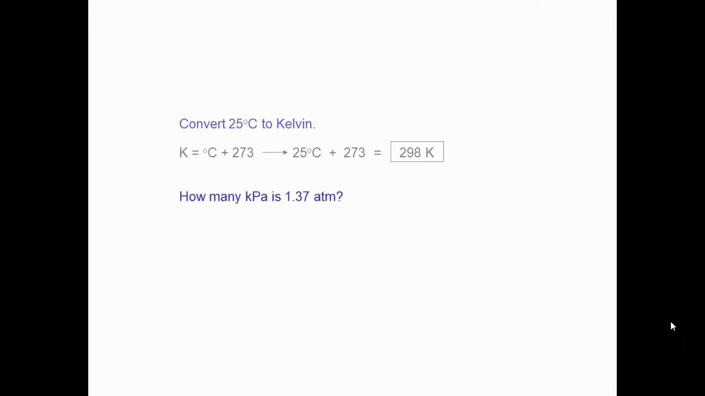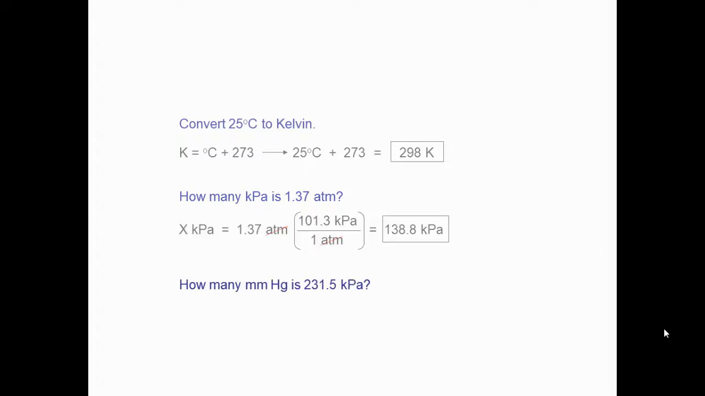Let's try this. How many kilopascals is 1.37 atmosphere? So I'll set up my dimensional analysis. How many x kilopascal is 1.37 atmosphere? I'll use my conversion. Now, if you recall the conversions from the previous page, we said 1 atmosphere is equal to 101.3 kilopascal. Atmosphere cancels like that, and we get our answer, 138.8 kilopascal.